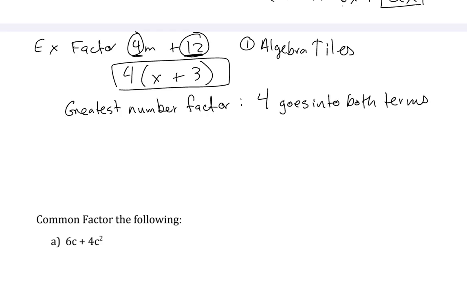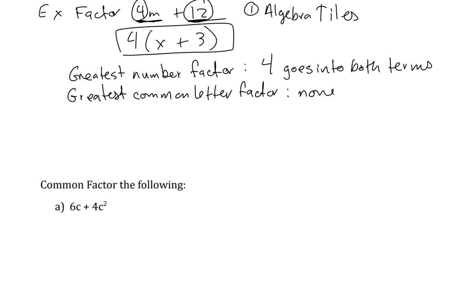And what's the greatest common letter factor? The greatest common letter factor, there is none, because in one of the terms we have an m, and there's no variable in the other one, so there's no greatest common letter factor. So if I were to look at 4m plus 12, that means 4, and then I go 4 divided by 4m, and what I'm left with is simply m.